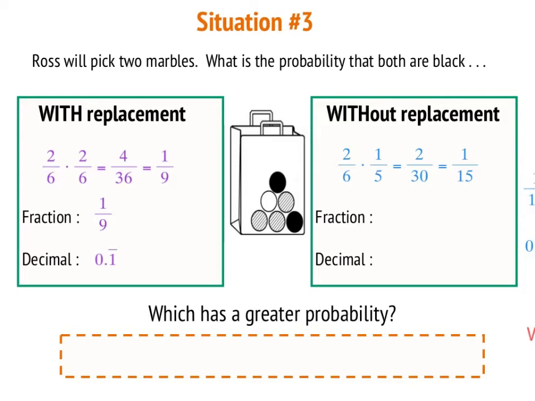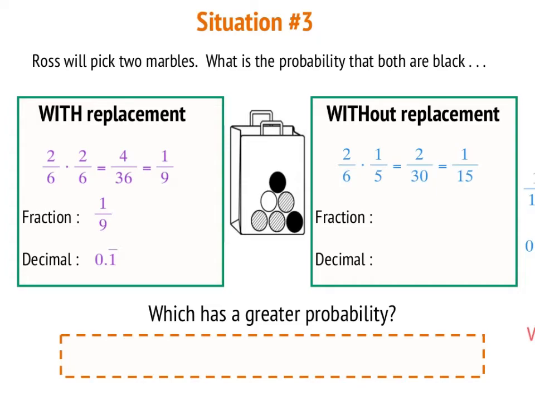Why is it 5? Because we reduced the total number of marbles from 6 to 5 by removing 1 and not replacing it. And why did the 2 drop to 1? Because again, the first time we're assuming that we picked out a black marble and we want to go back in for the second black marble. Since I already removed 1 and I'm not replacing it, the total number of black marbles dropped from 2 to 1. So now we're going to multiply.